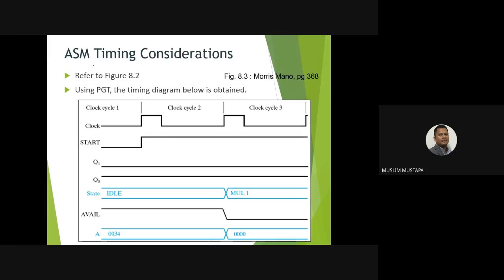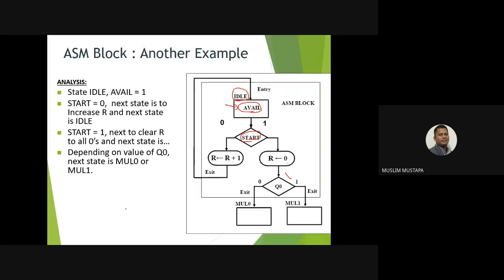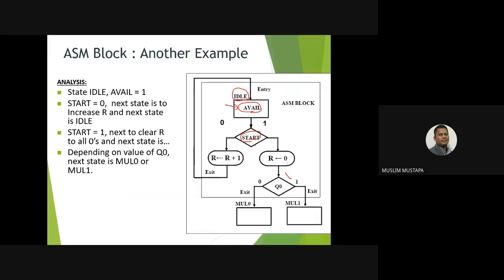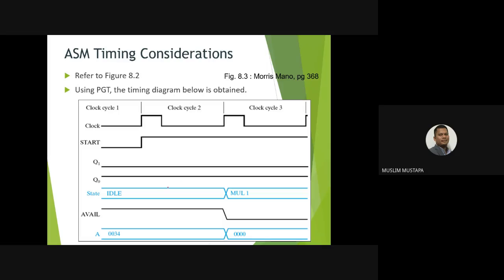All right, so ASM timing considerations. Clock cycle 1, clock cycle 2. At clock cycle 1, start is equal to 1. Available is already 1 here. So remember, available needs to be 1, then it's going to check the start. If start is equal to 1, what happens? R will be assigned to 0.